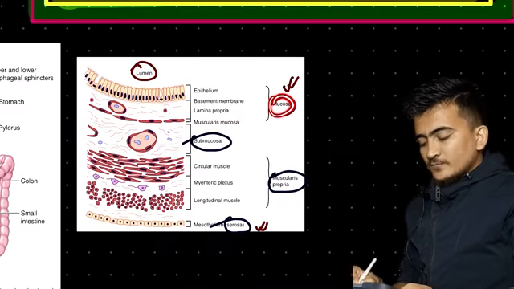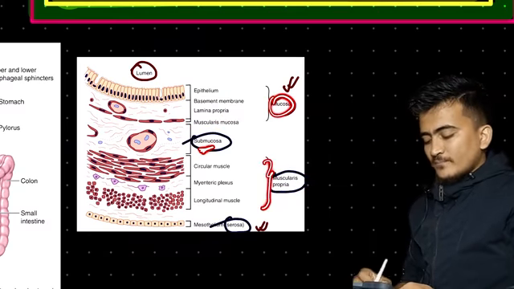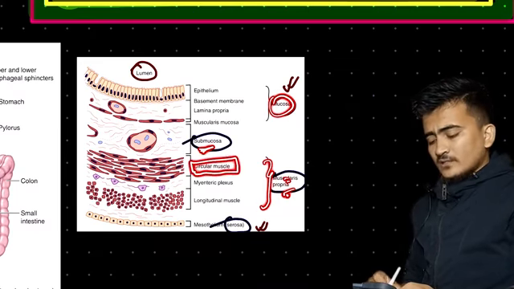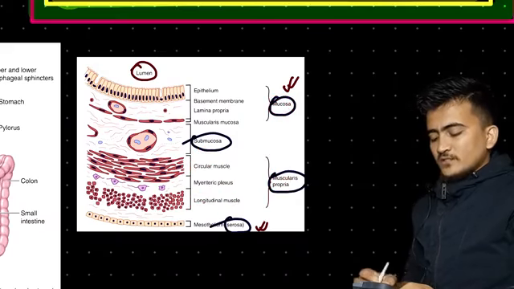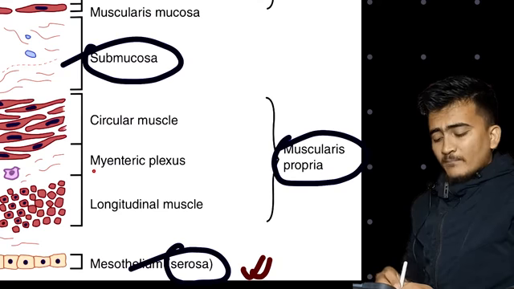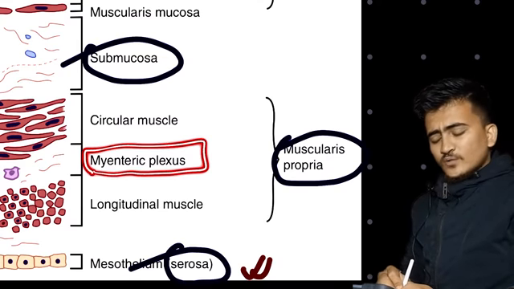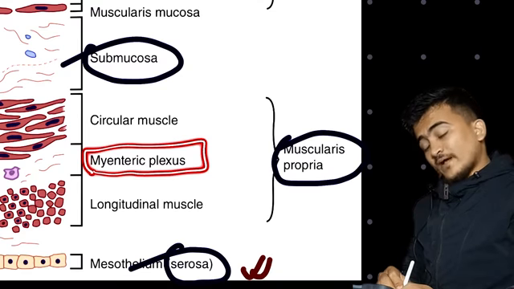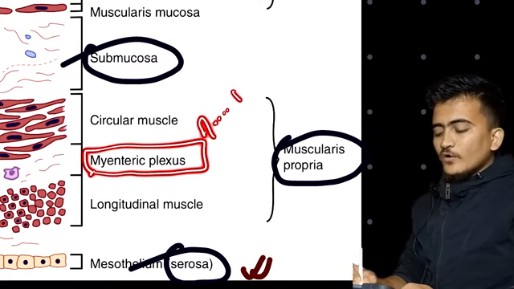Similarly, after mucosa we have submucosa, and then muscularis propria. Under muscularis propria we have the inner circular muscle and the outer longitudinal muscle. Between the inner circular muscle and the outer longitudinal muscle we have the myenteric plexus. This myenteric plexus is also called Auerbach plexus.